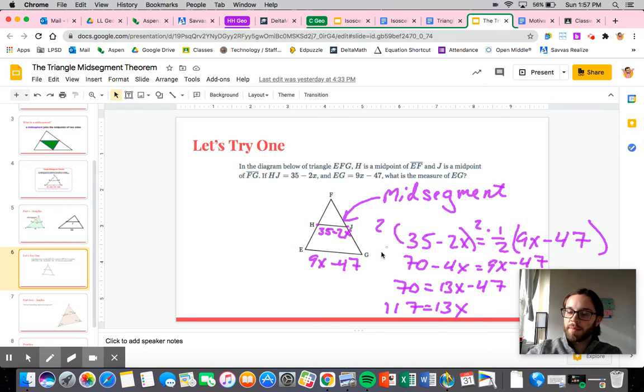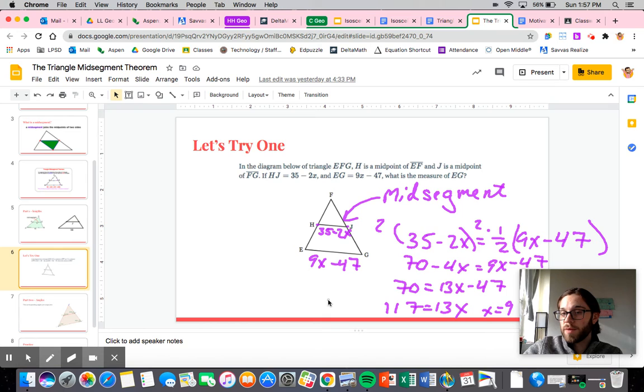So if you do that, plug it into a calculator or do it in your head, whatever works. I just double check myself on a calculator to make sure I did it right. And x will equal 9 when you divide by the 13. Okay, so now what do I need to do? I need to solve for actually this.